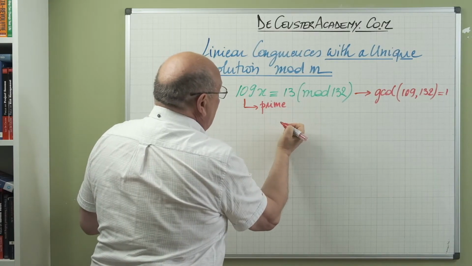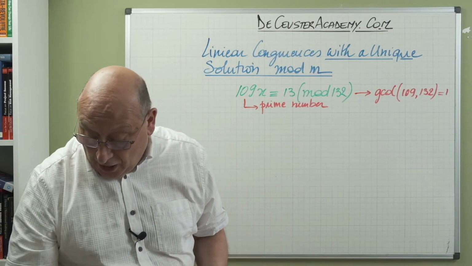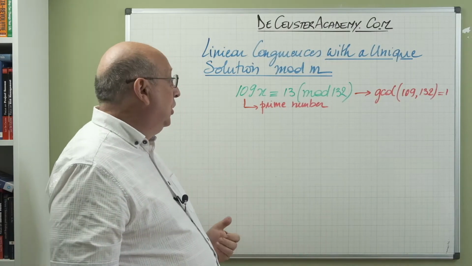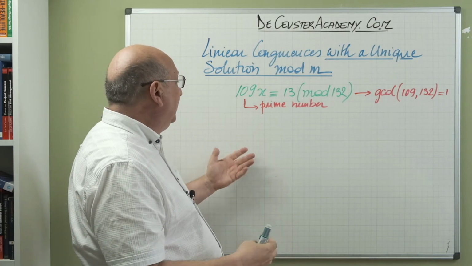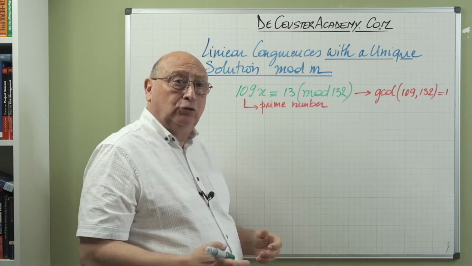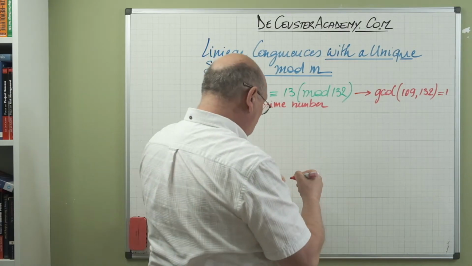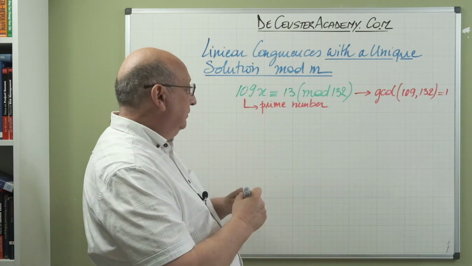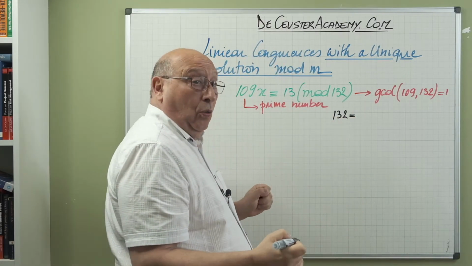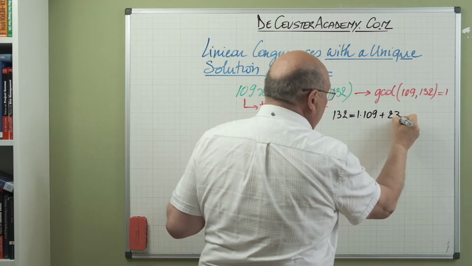So that's in fact an immediate proof. Now what we want to do, of course, is find the Bezout coefficients. We can use a different solution. We can use the classical approach, but let's do it with the Bezout coefficients. So we can say that 132 is 1 times 109 plus 23.